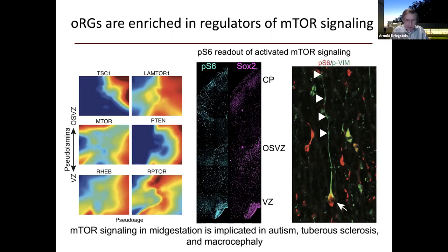The reason we focused on mTOR signaling, and I'll mention it again during this talk, is because it's been implicated in diseases such as autism, tuberous sclerosis, and macrocephaly. And so this finding suggests that at least in humans, a role that mTOR signaling may have during early brain development in these diseases would likely be a role it has in the function of these outer radial glial cells.